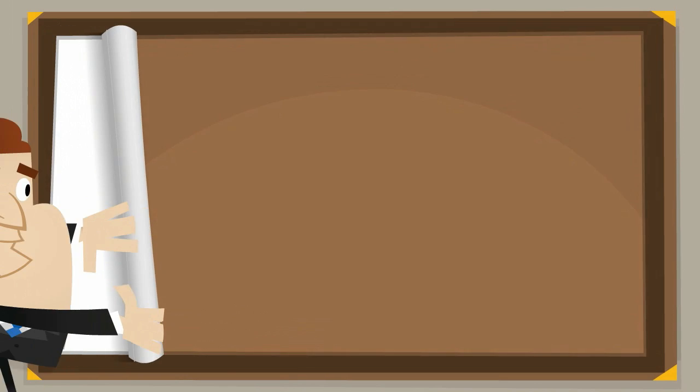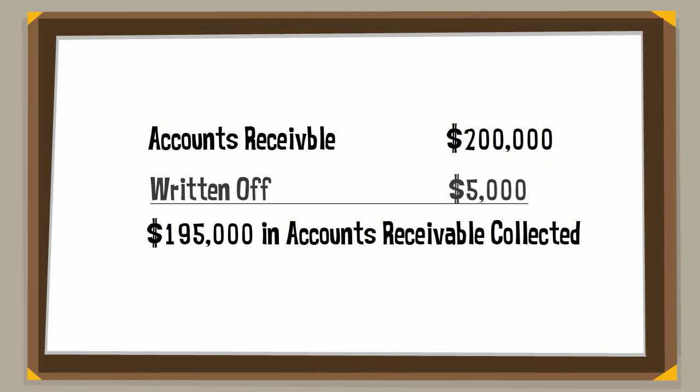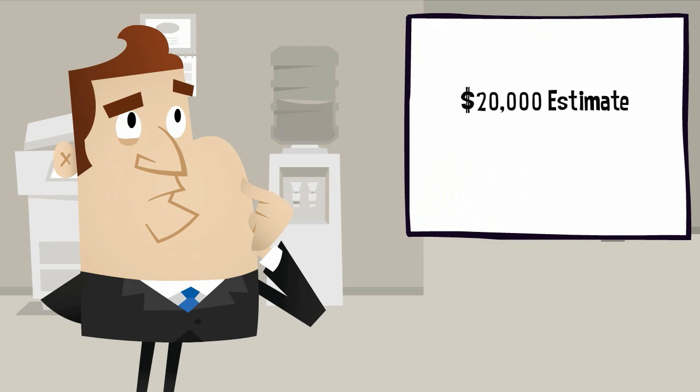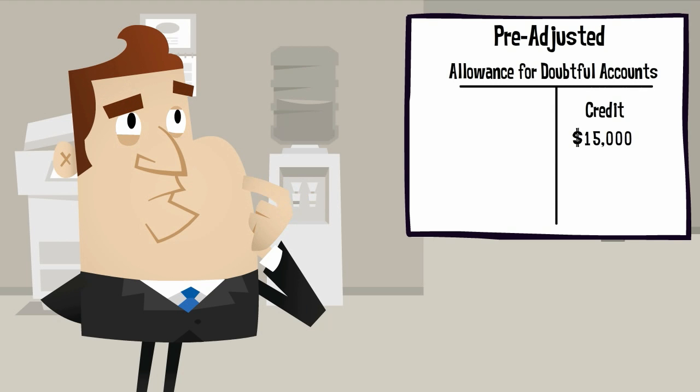Now let's assume that all of the remaining $195,000 in accounts receivable was actually collected in cash. We had $200,000 collectible, $5,000 was written off, $195,000 then gets collected in cash. In this situation, management would realize that its prior $20,000 estimate of potential future bad debts was overly pessimistic and was overstated by $15,000. This also means that at the end of the following year, its pre-adjusted allowance for doubtful accounts account will have a leftover credit balance of $15,000 computed as follows.